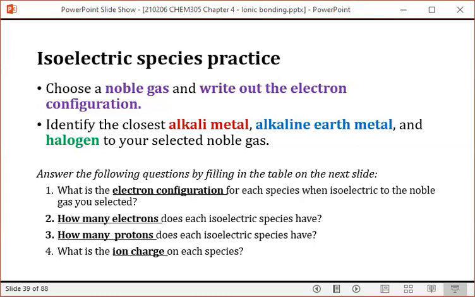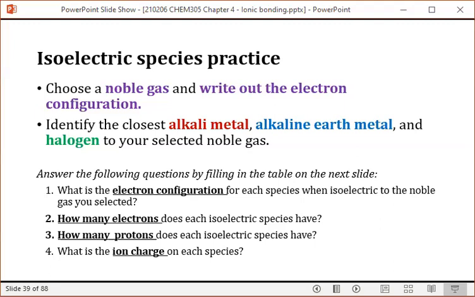So what I want you to do is choose a noble gas and write out the electron configuration for that noble gas. And then identify the closest alkali metal, alkaline earth metal, and halogen to your selected noble gas. And then you'll answer the following questions by filling in the table in the next slide. So what is the electron configuration for each species when isoelectronic to the noble gas you selected? How many electrons does each isoelectronic species have? How many protons does each isoelectronic species have? And what is the ion charge on each species?